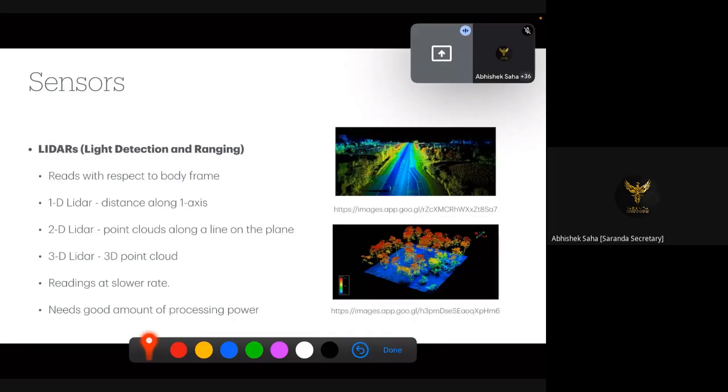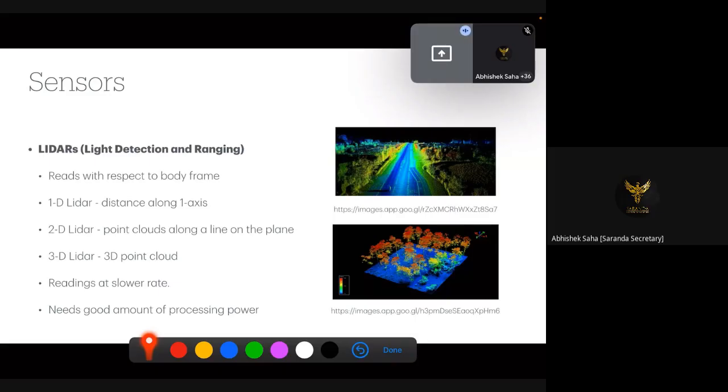So LiDARs, again, are fixed to the body of the vehicle, and hence all the readings are with respect to the coordinate frame associated with the body. Now there are 3 types of LiDAR. 1D LiDAR, which is basically a point LiDAR, just gives the distance to the object where it hits. Then you have a 2D LiDAR, which scans on a plane and generates point clouds on the plane. And then you have 3D LiDAR, which generates point clouds in 3D space.